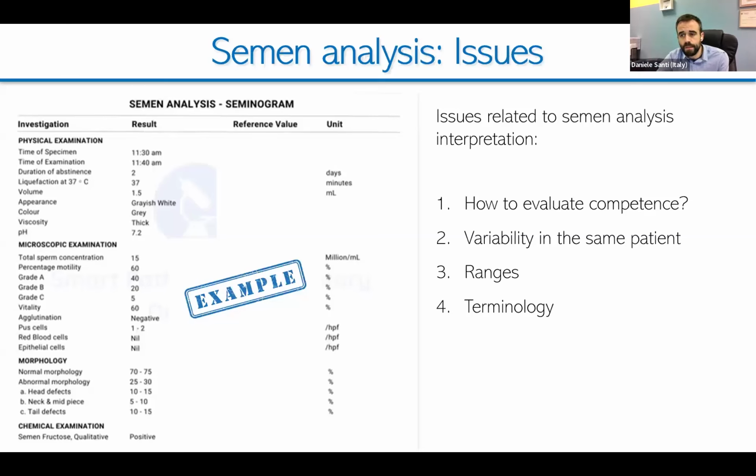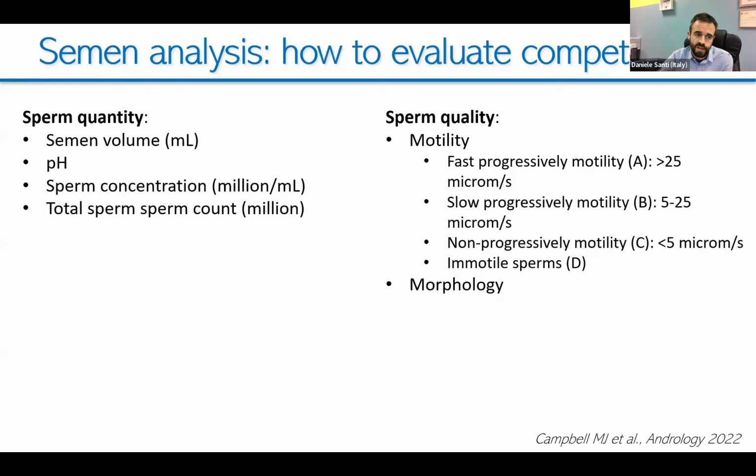First of all, the parameters that we can evaluate with conventional semen analysis. This is just an example of the result of a semen analysis. Semen analysis gives us many parameters concerning sperm quantity, so the sperm concentration and total sperm count, and sperm quality, at least from a microscopic point of view, so sperm motility and morphology. The motility was changed again in the last edition, and now the guidelines suggest reporting fast progressive motility, slow progressive motility, non-progressive motility, and motile sperm.